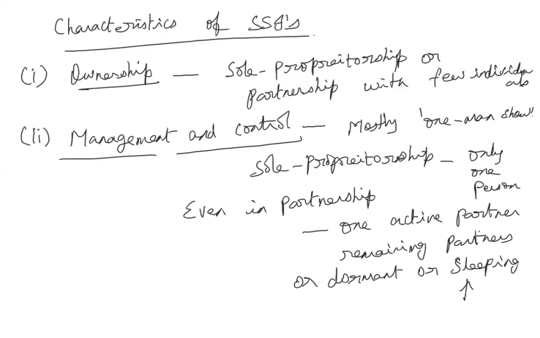Okay. So they don't play the active role in taking the managerial decisions. So only the one active partner, he will make all the managerial decisions. So that is about the management and control of the small scale enterprises. And then moving on, the next feature of small scale industries is the area of operation.